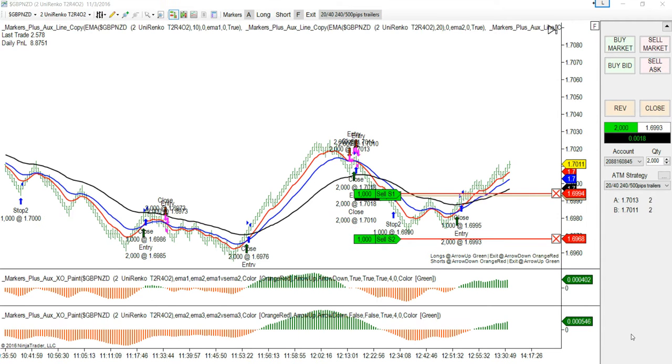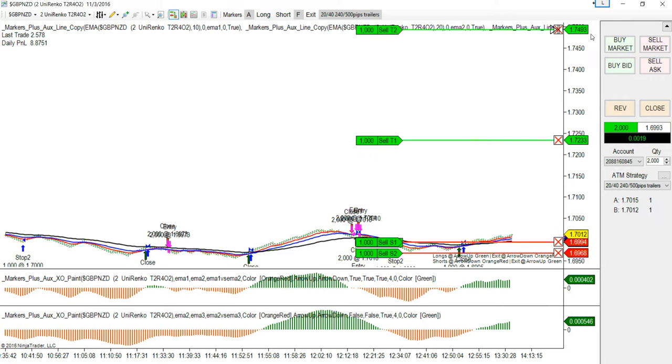Welcome back, traders. Trading the Great British Pound New Zealand dollar using the Marker Plus with the crossover EMAs with the filter conditions on. This and the ATR bar color today really destroyed the market. Just unbelievable on the auto trading aspect of it.